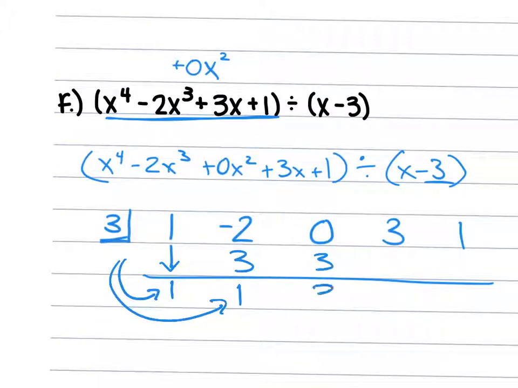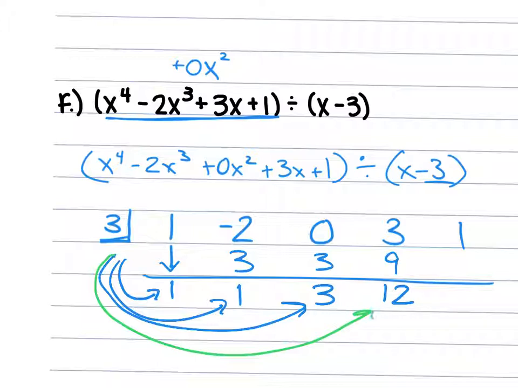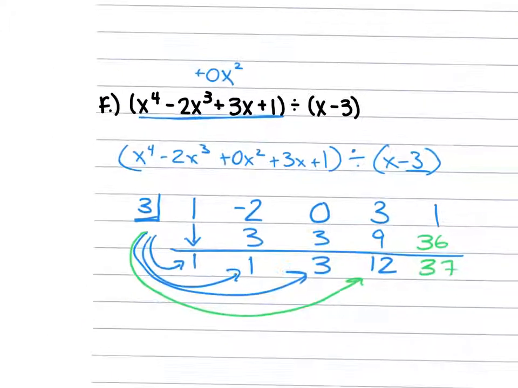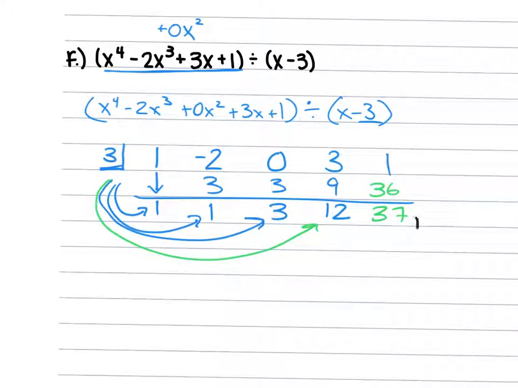3 times 1 is 3. That becomes 3. 3 times 3 is 9. That becomes 12. Let's take it from there. 3 times 12 is 36. Okay. 36 plus 1 is 37. 37 is going to be your remainder. Then you're going to put x's on everything except your remainder. And then you're going to go from right to left. 0, 1, 2, 3. And then you're going to simplify it, so it's going to be x.